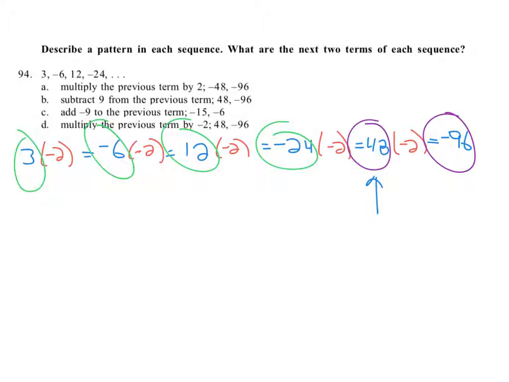And that is this response here, D. Multiply the previous term by negative 2, and we will get then 48 and negative 96. That's what we get. We're done.